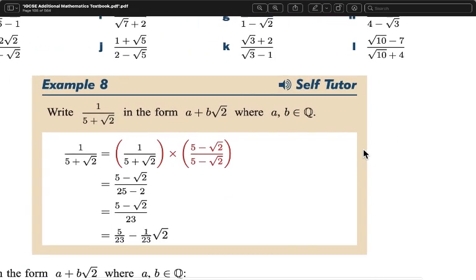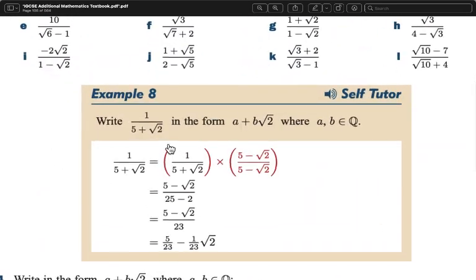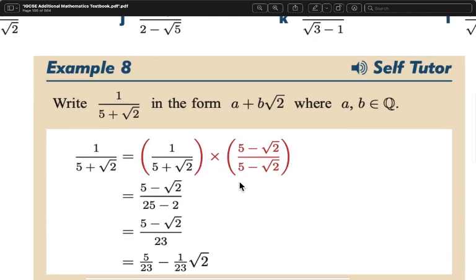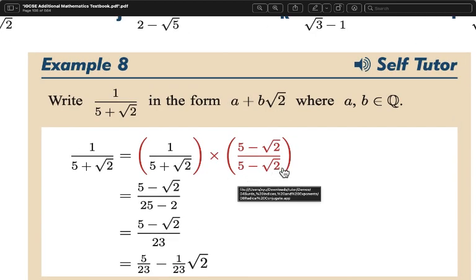Similarly, for this question, we will need to times 1 over 5 plus the root of 2. I ask you to write in the form of a plus b root 2. So, similarly, you times with the conjugate 5 minus the root of 2 to get a denominator without the surds and the roots. 5 plus the root of 2 times 5 minus the root of 2 is going to be 25 minus 2 equals 23.